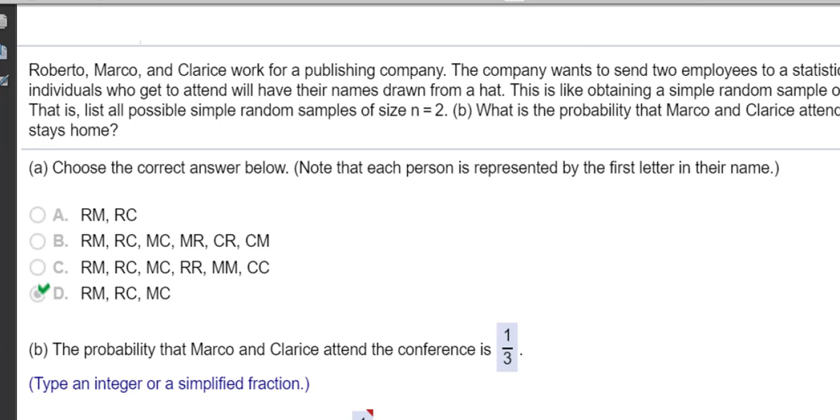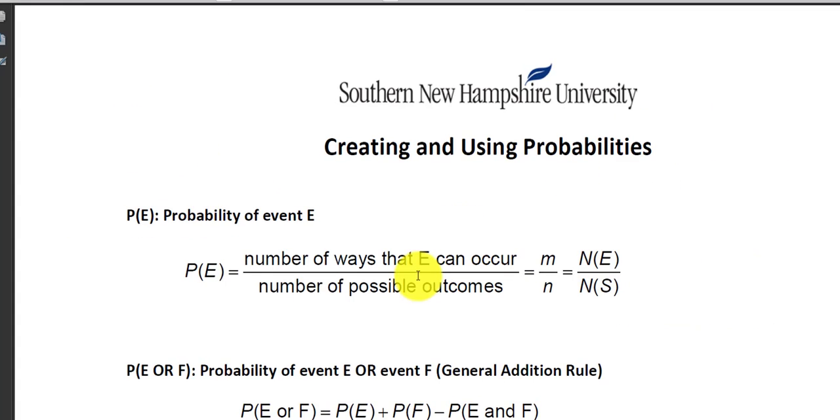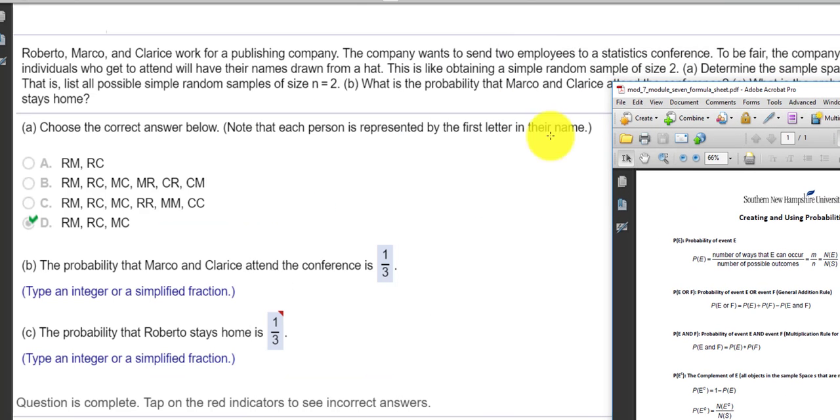And if we take a look at our trusty formula sheet, the probability of event E would be the number of ways that E can occur over the number of possible outcomes, right? So we only have 3 outcomes in this case: RM, RC, MC. And the number of ways that Marco and Clarice can attend, well, MC would be Marco and Clarice. So there's only really one option out of these 3. So I would say 1/3 would be the probability that Marco and Clarice both attend the conference, right?